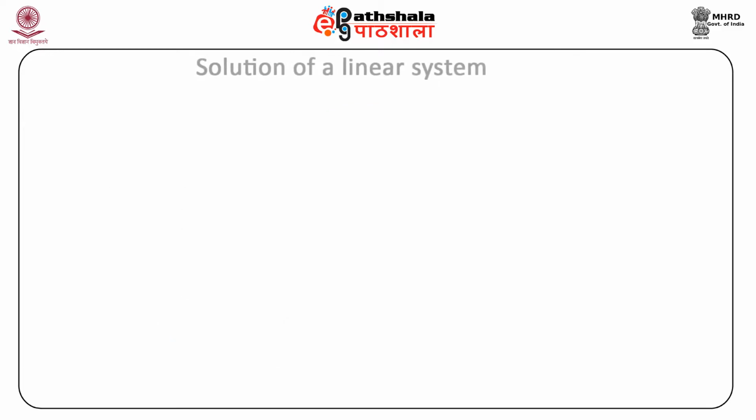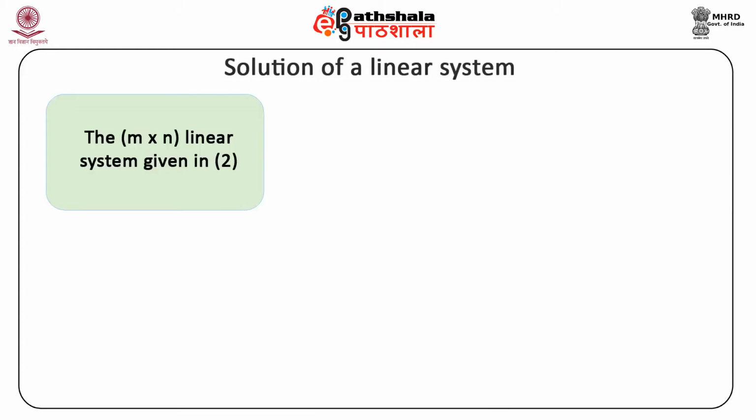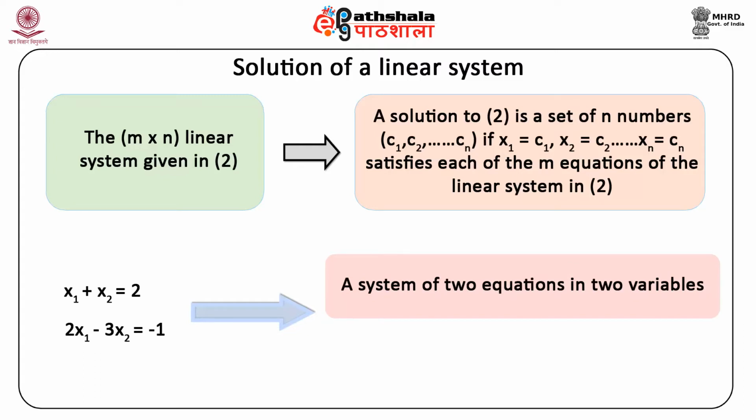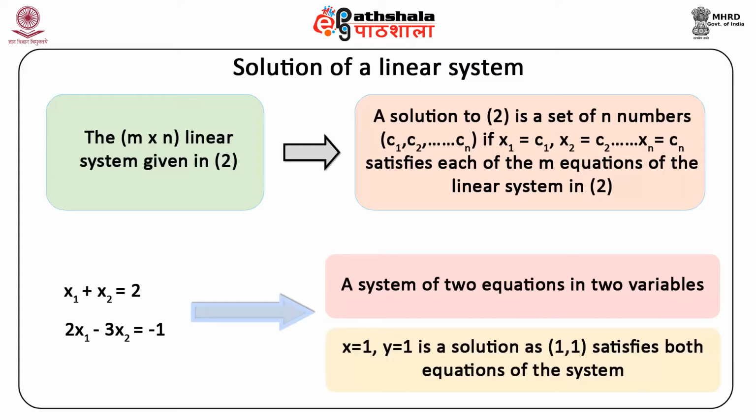Solution of a linear system. Consider the m into n linear system given in equation 2. A solution to equation 2 is a set of n numbers, c1, c2 to cn, if x1 is equal to c1, x2 is equal to c2, and xn is equal to cn satisfies each of the m equations of the linear system in equation 2. For example, consider the system x1 plus x2 is equal to 2, 2x1 minus 3x2 is equal to minus 1. This is a system of two equations in two variables. Here x is equal to 1, y is equal to 1 is a solution.